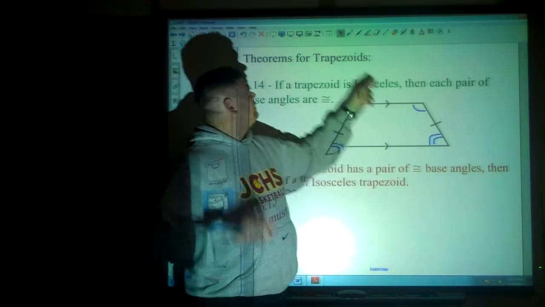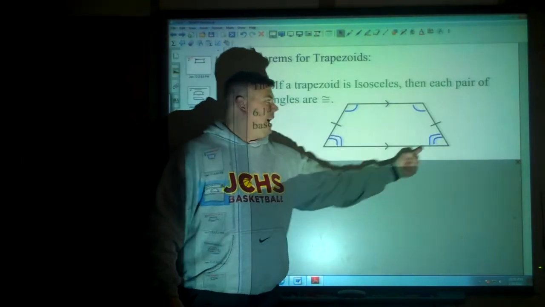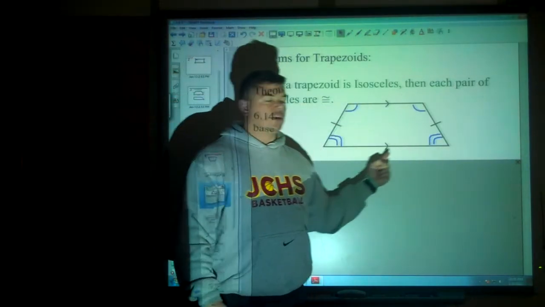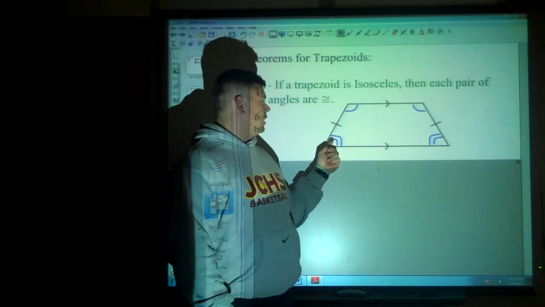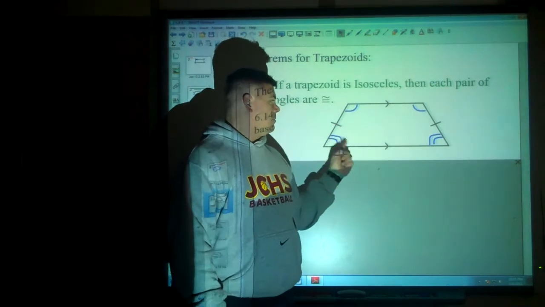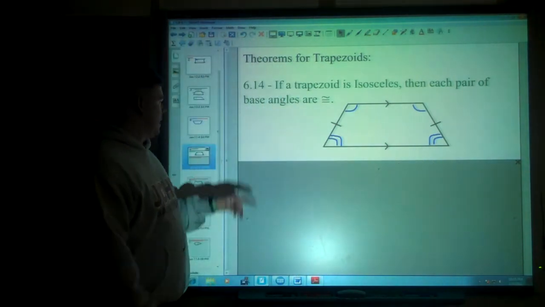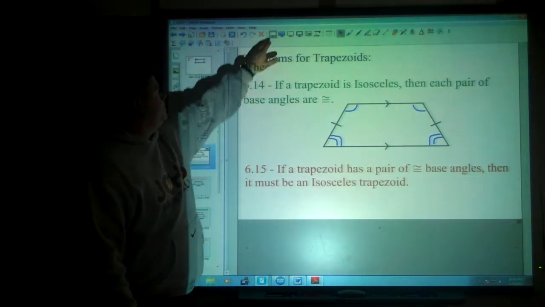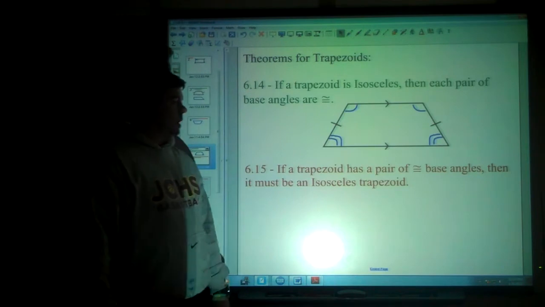Now it's still a four-sided figure. That hasn't changed. It's still a four-sided figure, which means the entire diagram here is going to total 360 degrees. That hasn't changed at all. But no longer are we looking at it and saying, oh, the opposites are the same. Now the base angles are the same, the two angles on the same base. And with that, if the trapezoid has a pair of congruent base angles, then you know it must be isosceles.